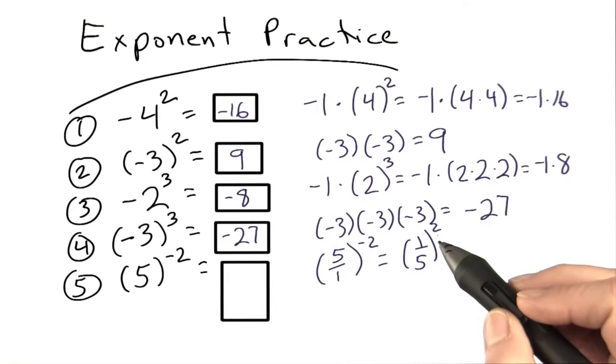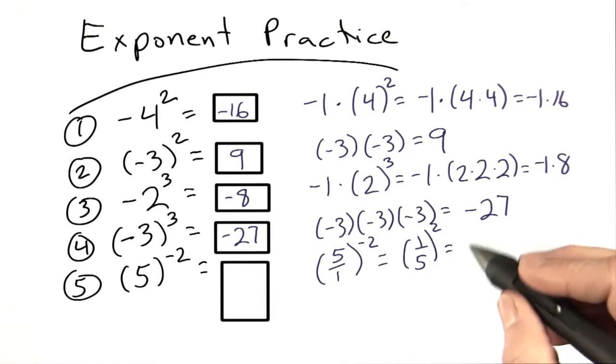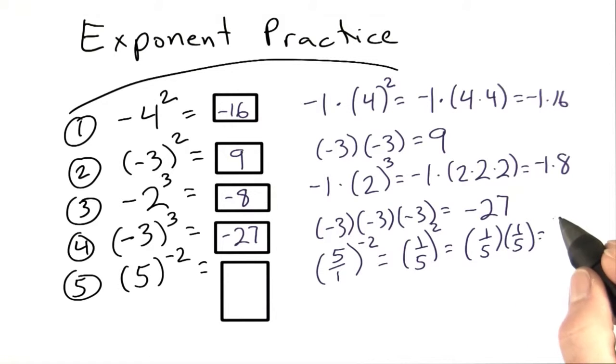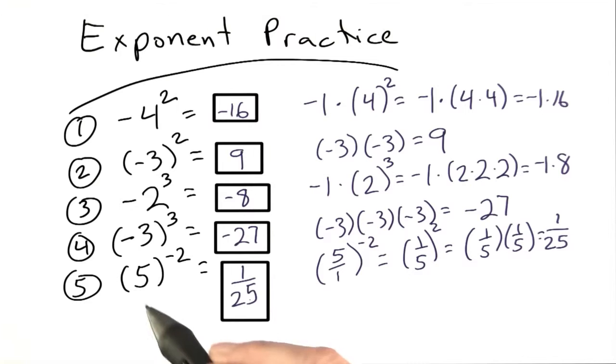Notice, once I take the reciprocal, I get rid of the negative exponent. So we have 1/5 squared, which is 1/5 times 1/5. And that's going to be 1 times 1 is 1, and 5 times 5 is 25. So 5 to the negative 2 is 1 over 25.